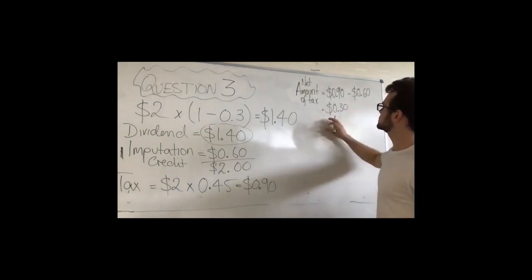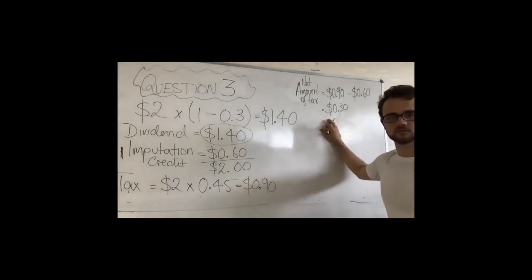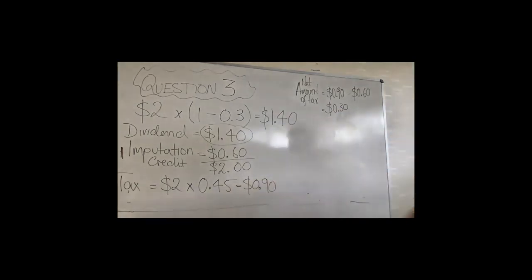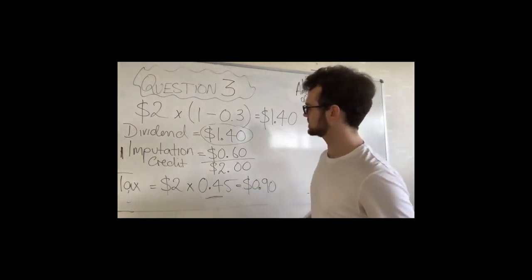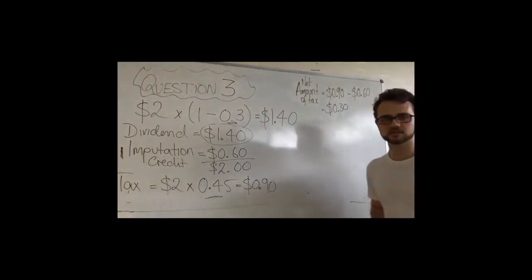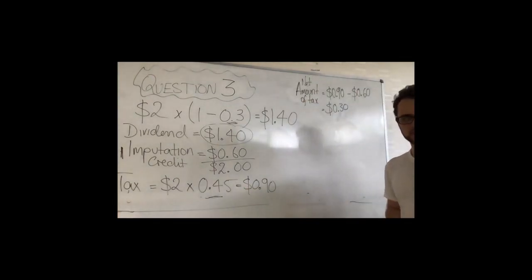So what does this 30 cents tell us, Frank? That means you still owe the tax office 30 cents. Given that it is a positive amount, that's how much you owe them. In a previous example, question 2, that number was negative, which means the tax office needs to refund you that amount. So essentially, we need to give the tax office some more money because our personal tax rate of 45% is greater than the company's tax rate of 30%.